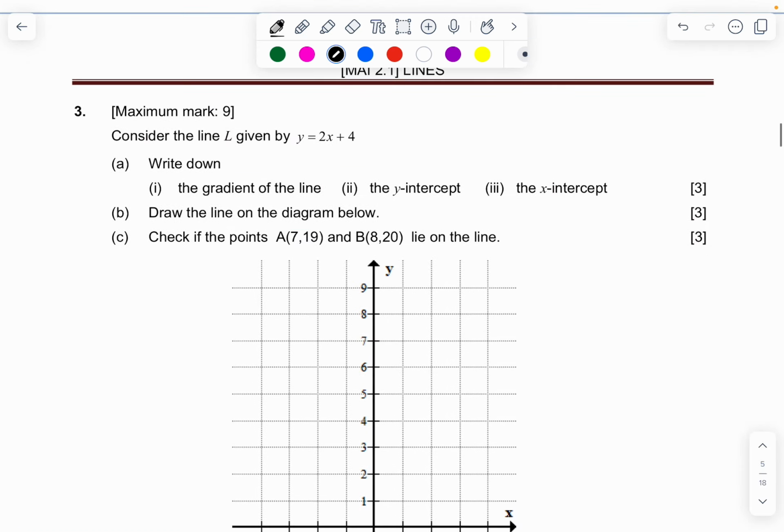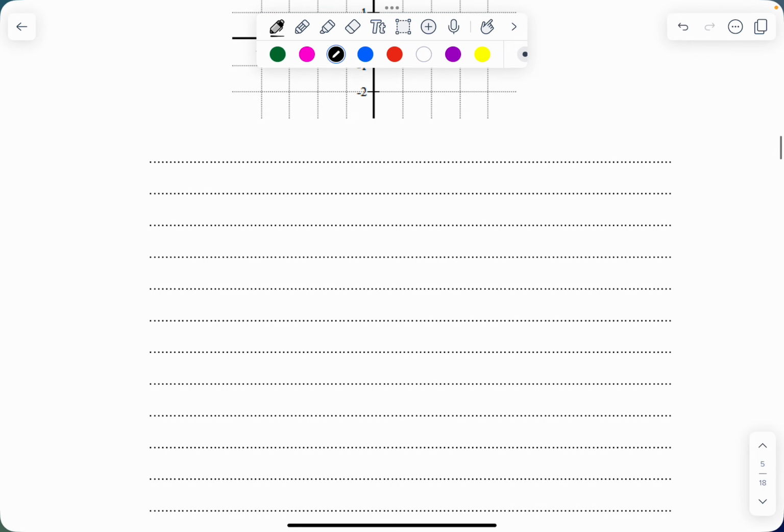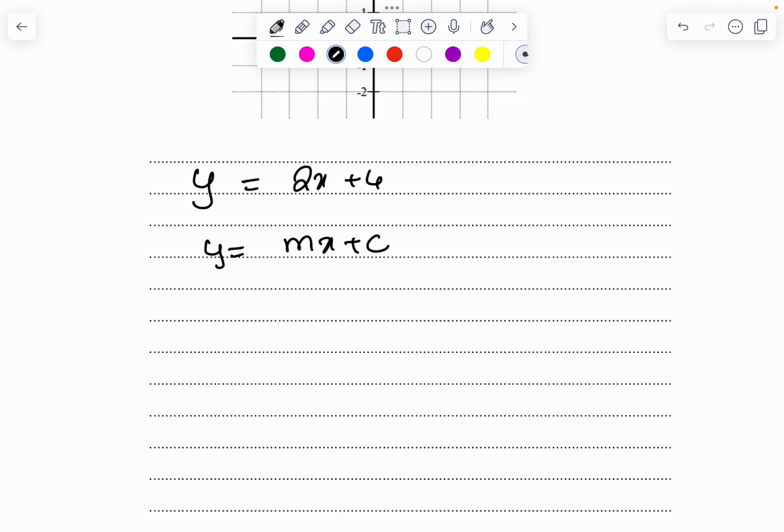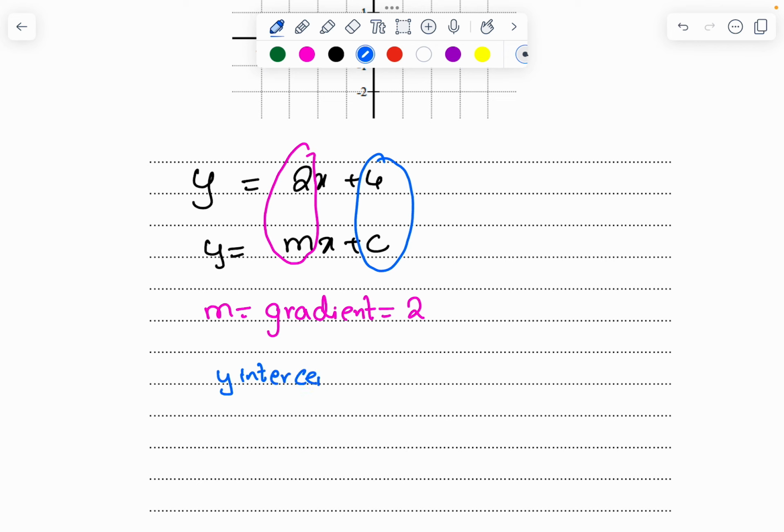Next question number 3. Consider the line y equals 2x plus 4. Find the gradient of the line, y-intercept and x-intercept. So y equals 2x plus 4. Comparing with y equals mx plus c, the gradient is 2. M is the gradient. Now next, the y-intercept is c, which is equal to 4. We can write 0, 4.